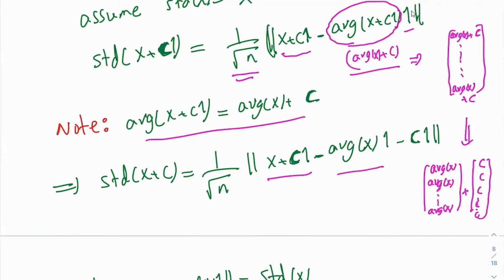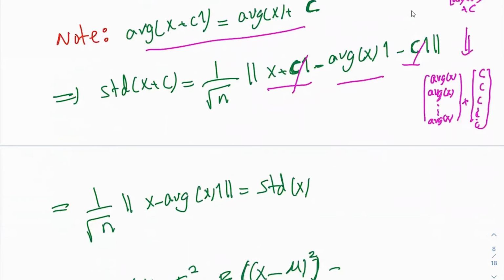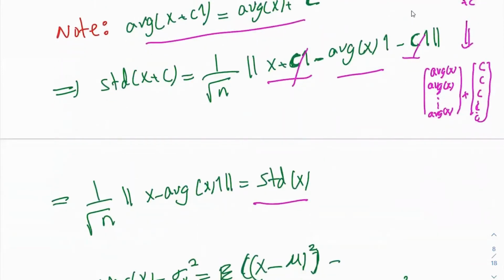The average of x times vector 1, plus c times vector 1. Why do I write it like that? Because I want to cancel this. That's the whole point, right? So what I'm going to have is x minus the average of x times 1, divided by the square root of n. Well, guess what? This is exactly the standard deviation of x. This is the definition of the standard deviation of x. Okay, so adding a constant to a vector will add the same constant to the mean. Therefore, it does not change the standard deviation or variance. Okay, good.